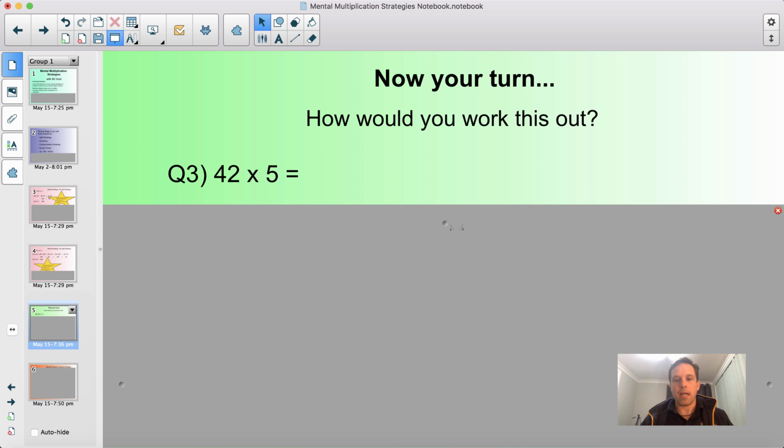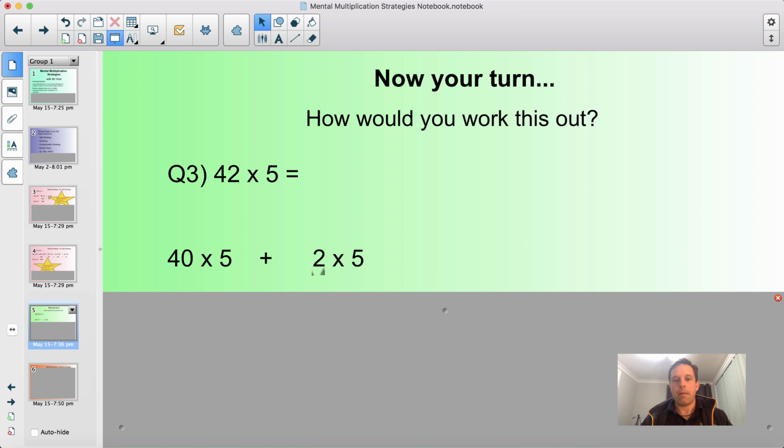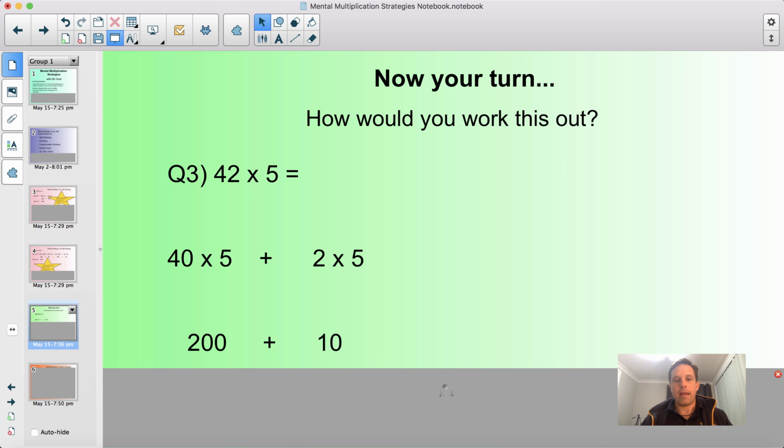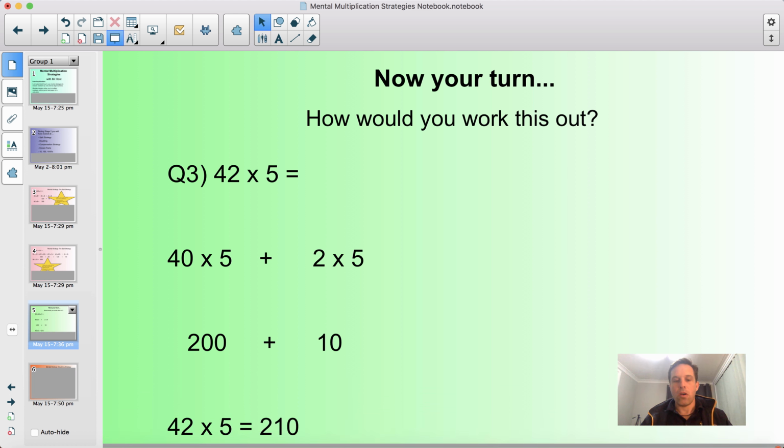Now you've completed this task, let's go over how we work this through. So 42 times 5 can be broken into 40 times 5 plus 2 times 5. Mark that correct if you had that in your book. 40 times 5, when you multiply that, equals 200. And 2 times 5, when you multiply that, equals 10. Mark this correct if you had that documented down. Now, adding those together will give you the answer, 210. So therefore, we know 42 times 5 equals 210. Now, you've just worked through the split strategy.